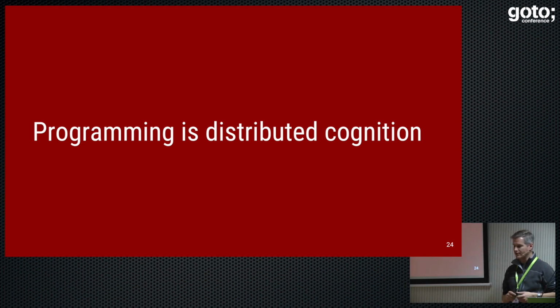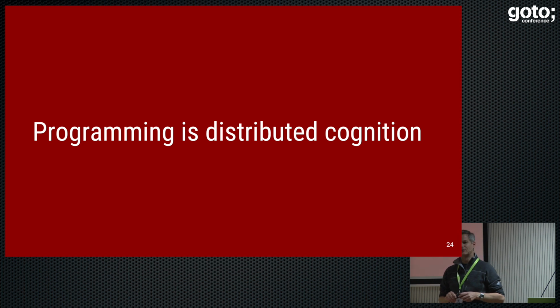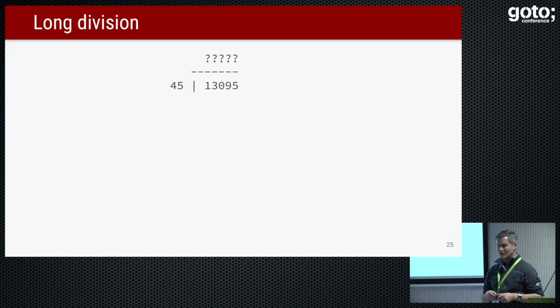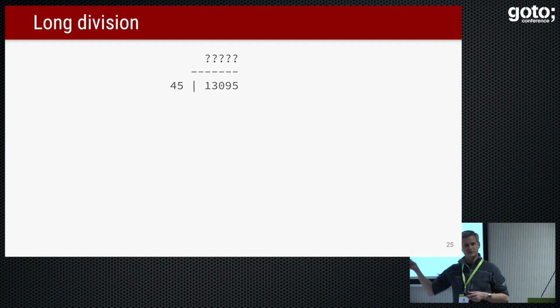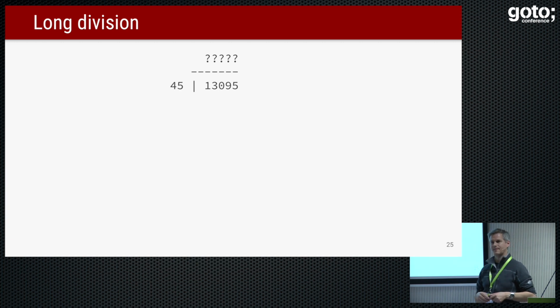The second part of the talk is about distributed cognition. Distributed cognition is a great magic trick. And if you've ever seen it before, this will be no big deal. But I don't think many of you have, and I think you'll enjoy this. So how many people can do this long division problem? It was what, 13,095 divided by 45.